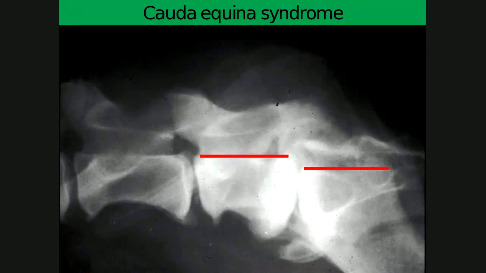All right, so that's the end of this lecture on degenerative conditions. The next section is going to cover a bit of inflammatory and infectious conditions, as well as neoplasia of the spinal cord and the spine in general.